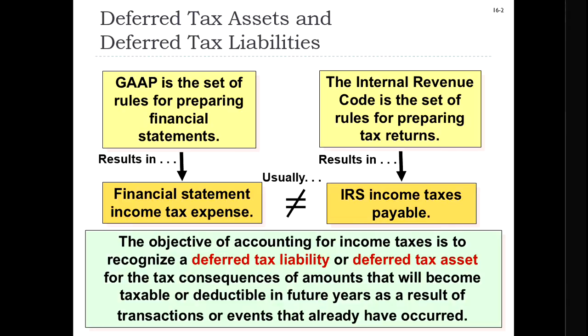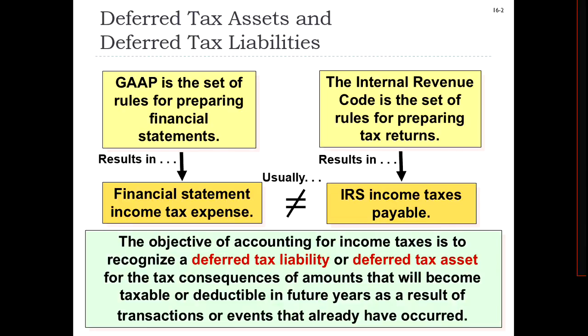GAAP, also known as Generally Accepted Accounting Principles, is a set of rules for preparing financial statements, which are essentially useful to investors and creditors. Remember, we're creating these financial statements for everyone else so that we can confirm that this organization can continue as a going concern.